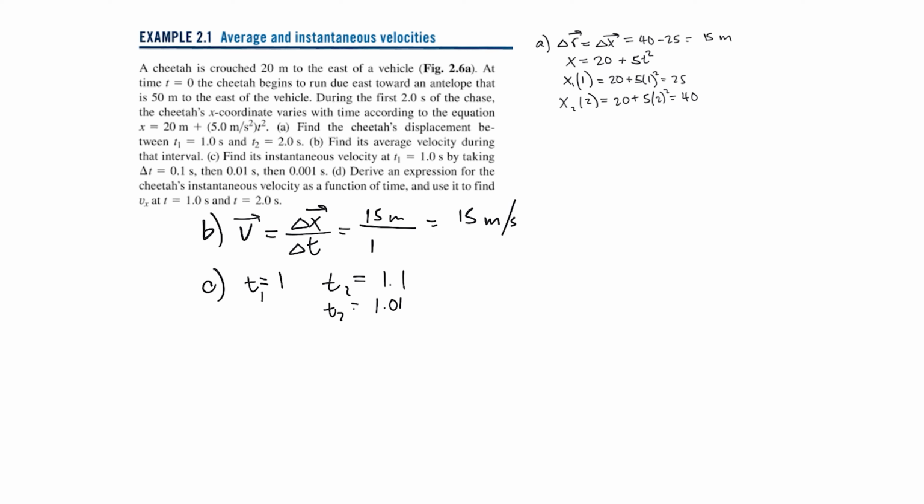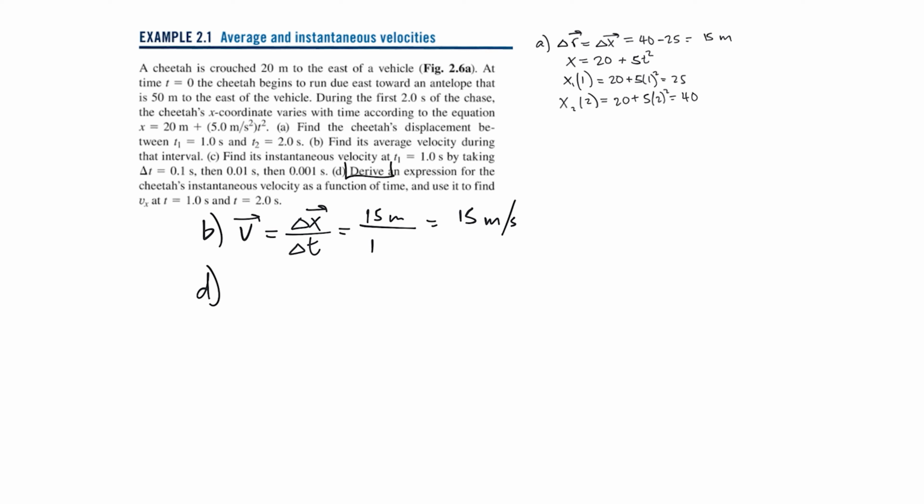I'm not going to do all those computations here for you, because honestly it's a waste of time since we've got the big boy of the derivative that will straight up just tell us the instantaneous velocity. So I'm going to get rid of C here. Should have picked a bigger eraser. And go straight for D. Derive an expression for the cheetah's instantaneous velocity as a function of time and use it to find velocity at time equals 1 and time equals 2.